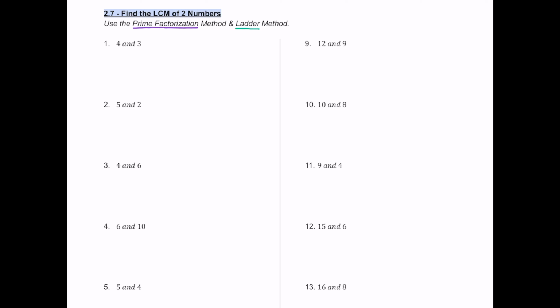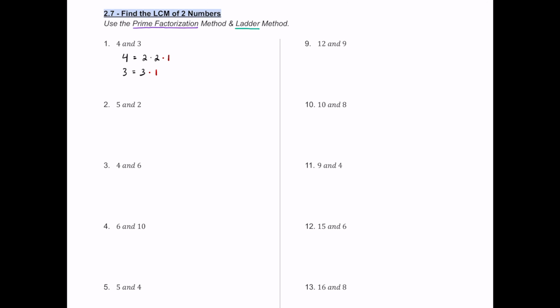So for number 1, we have 4 and 3. Using the prime factorization method, the prime factorization for 4 is just 2 times 2, and the prime factorization for 3 is just 3 because it's a prime number. Then to find the LCM, we're going to look for any common prime factors that they have, but notice that they don't have anything in common. Now they do have a 1 in common technically because you can multiply anything by 1, but that's basically it.